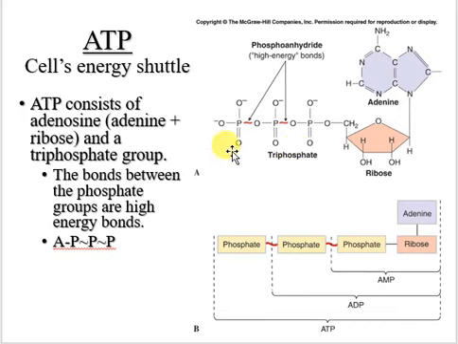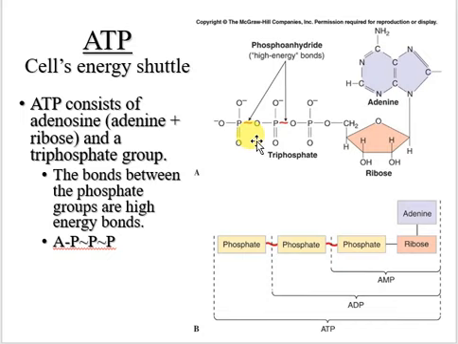Now the bonds formed between these phosphate groups are high energy bonds, right? That means there's a tremendous amount of potential energy stored within each one of these bonds. You have an alpha bond, beta bond, and a gamma bond. So when those bonds are broken, that stored potential energy is released. You can release a tremendous amount of energy from the breakage of these bonds in ATP, which is why ATP becomes your energy currency.